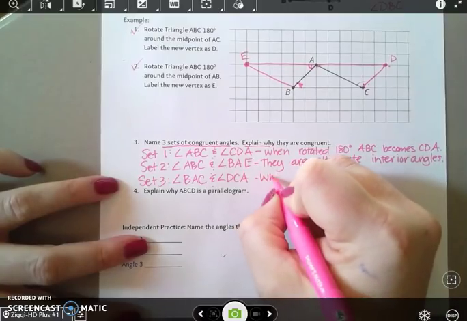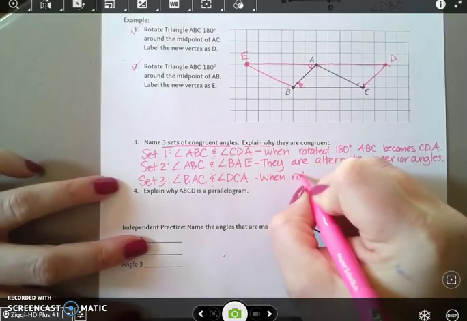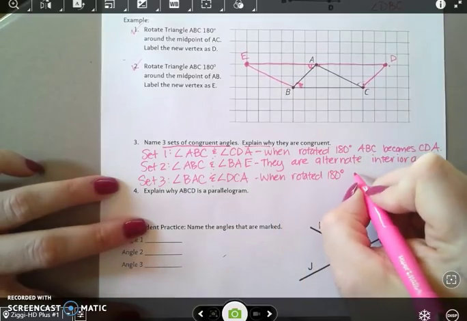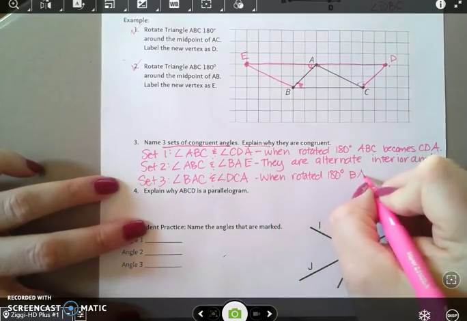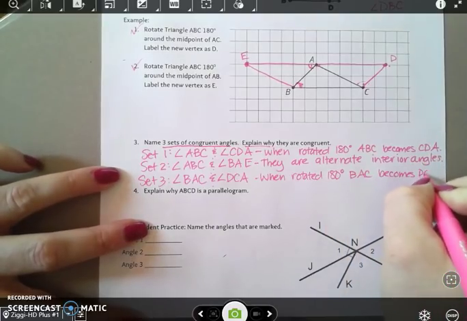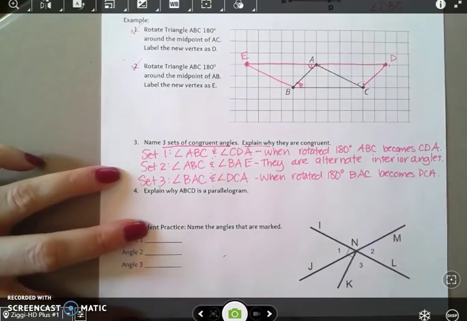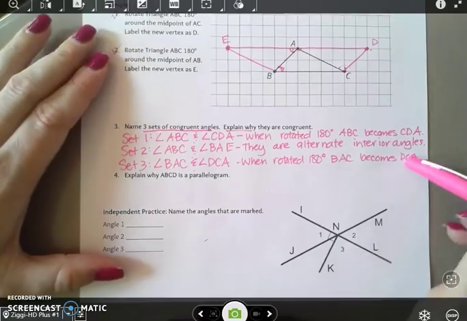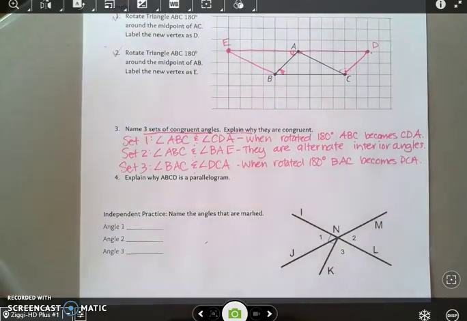So we could say, when rotated 180 degrees, BAC becomes DCA. So remember, your explanation could be something that simple, but you have to make sure that you include as many details as possible.